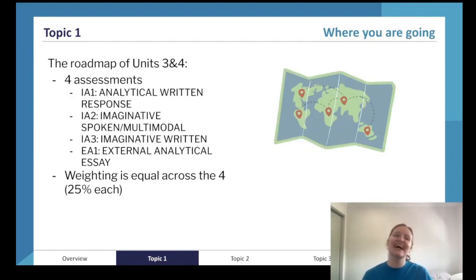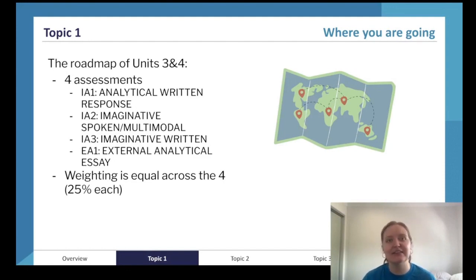All right, but to actually answer your question, where are you going? What is this next year going to look like for you? Well, this is the roadmap for the next 12 months. You're going to have 4 assessments across units 3 and 4, starting off with your analytical written response, then moving into your imaginative spoken or multimodal, as it is commonly known. Then you have your imaginative written response, and finally your external analytical essay.